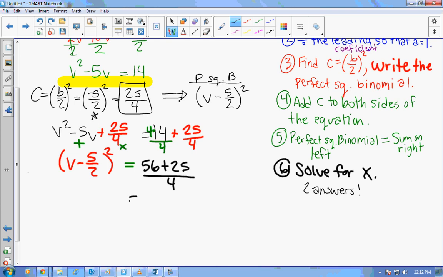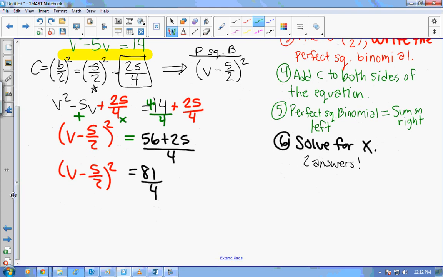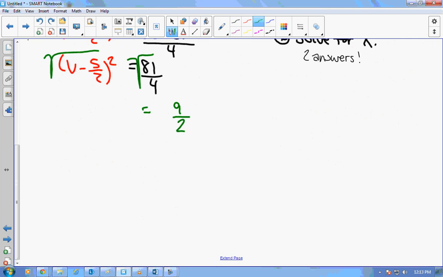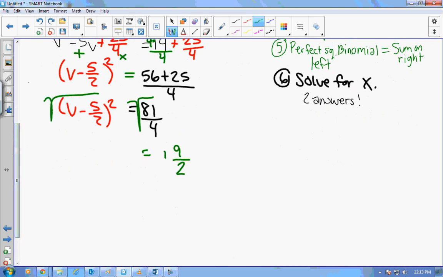Ah, this is a good number. The reason I know it's a good number is because it's a perfect square. Because now when we do step 6 to solve, how do you get rid of the square? Square root. And guess what? Square root of 81 I can do. And square root of 4 I can do. What is the square root of 81? Okay, and square root of 4? 2, but I need to put something in front of all that. Plus and minus. Don't forget that plus and minus, because you should have 2 answers.